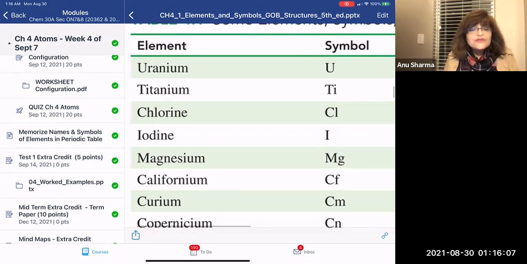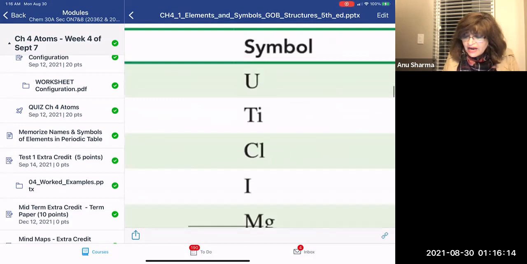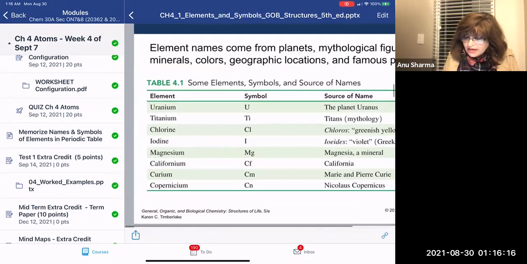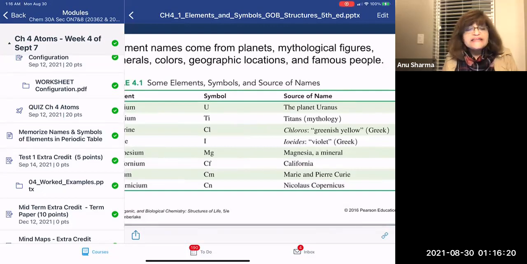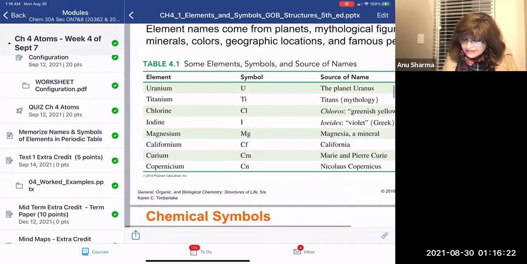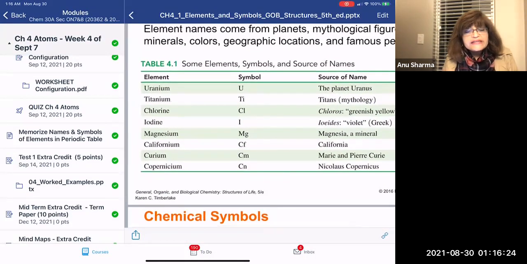Okay, now let's look at titanium. Titanium is Ti, that is the symbol, and the name is coming from the Titans. That is their mythology. Similarly, chlorine. Chlorine is Cl. Now, why does titanium have Ti and chlorine have Cl, not Ch? Again, there are no rules regarding that.